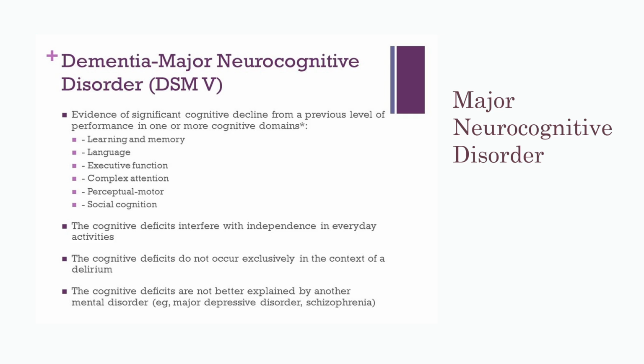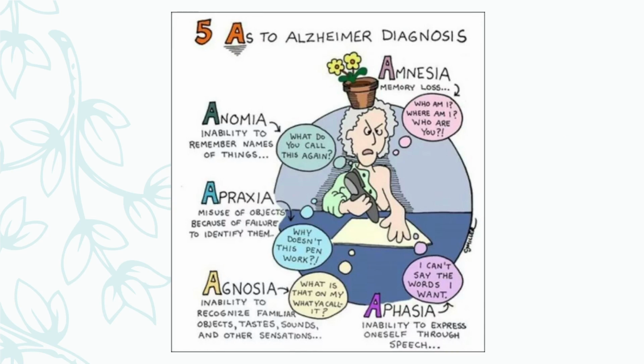Okay. All right. Just for the visual learners, I'm sharing a little mnemonic for the 5 A's of Alzheimer's. So there's anomia, or an inability to remember the names of things. Amnesia, having memory loss, and unfortunately that progresses as time goes on.